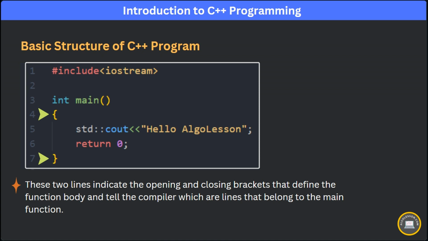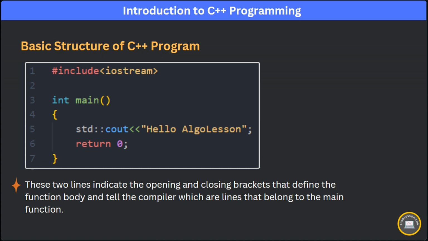The next line is the curly brackets, an open and a close curly bracket. These two indicate the opening and closing that define the body of our main function. It is saying which lines belong to the main function. You can understand it this way.